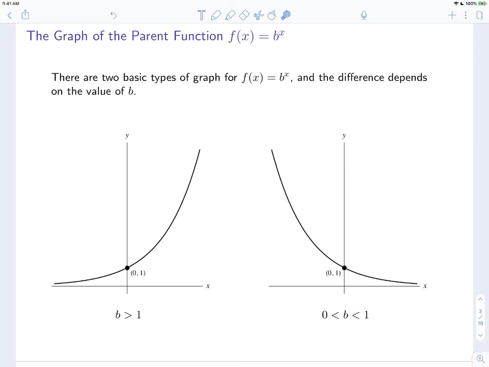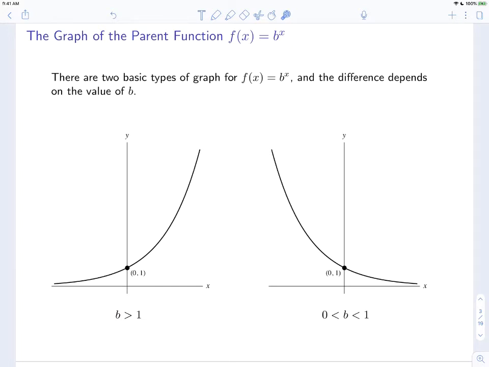If b is bigger than 1, as you see in the graph on the left, then the graph has a horizontal asymptote at y equals 0, and as x moves further to the left, the graph is closer to the x-axis, but as x moves to the right, it grows very rapidly. This is, in fact, what we call exponential growth.